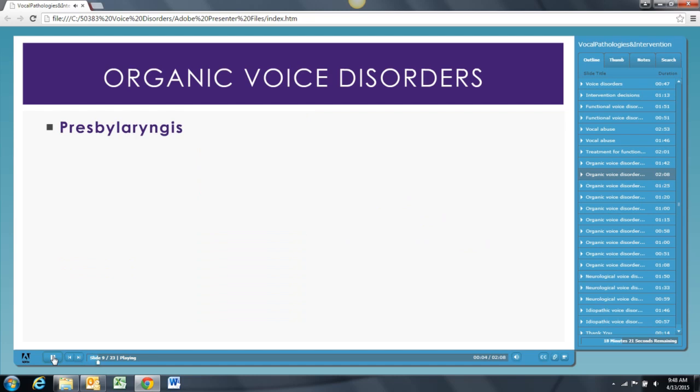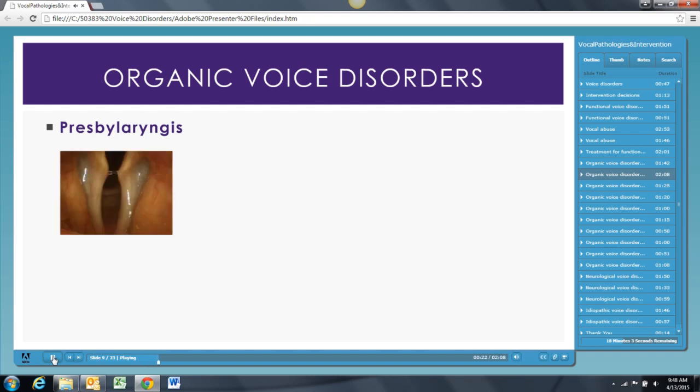Presbylaryngis is the medical name for vocal aging. As we age, the vocal fold tissue will change. Although changes at the molecular level can be somewhat different for males and females, often there's a loss of muscle fiber size and possibly muscle tone. These changes can cause the vocal fold bulk to atrophy and take on a curved or bowed appearance when abducted, such as in this picture here.